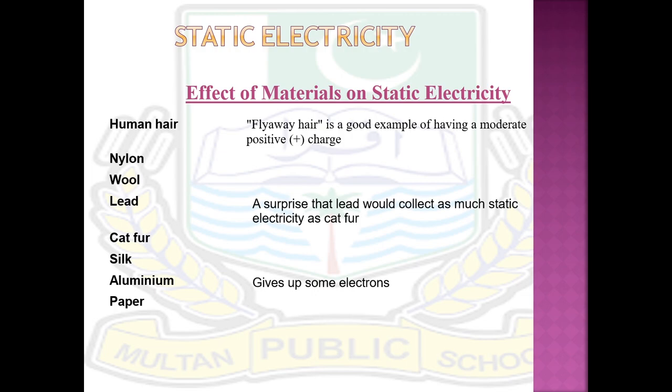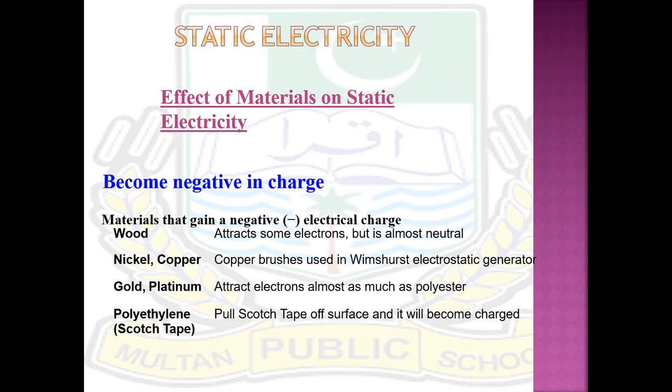Flyaway hair is a good example of having a moderate positive charge. For example, human hair, nylon, and wool. It may be a surprise that lead would collect as much static electricity as cat fur, while aluminium and paper give up some electrons. Now the materials that gain a negative electrical charge are wood, nickel, copper, gold, platinum, and polythene.